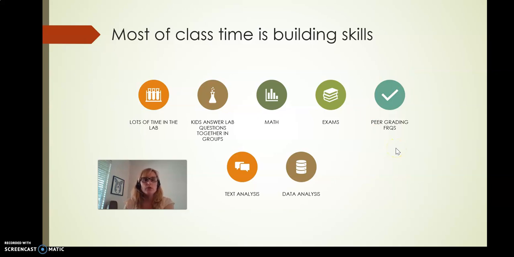So that is actually skill building, learning how to grade an FRQ means that they'll write FRQs better. We do text analysis for articles in class, and that prevents cheating as well. And then we do a lot of data analysis in class. We have the time to spend on a lot of data analysis because of doing content at home.